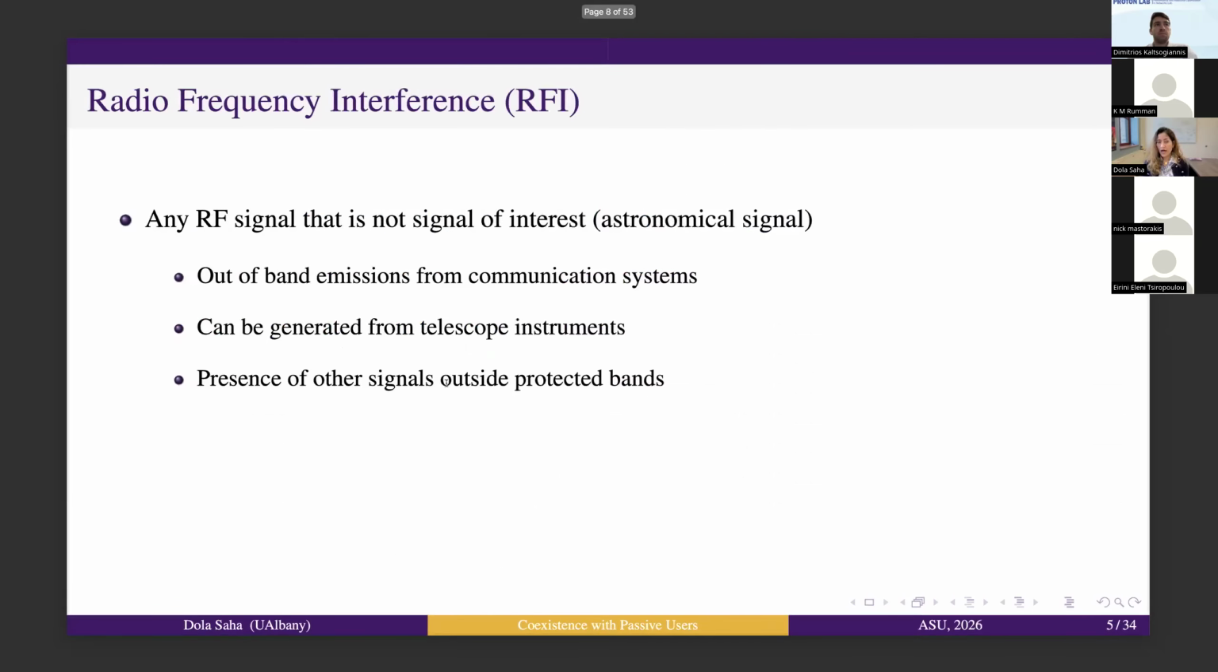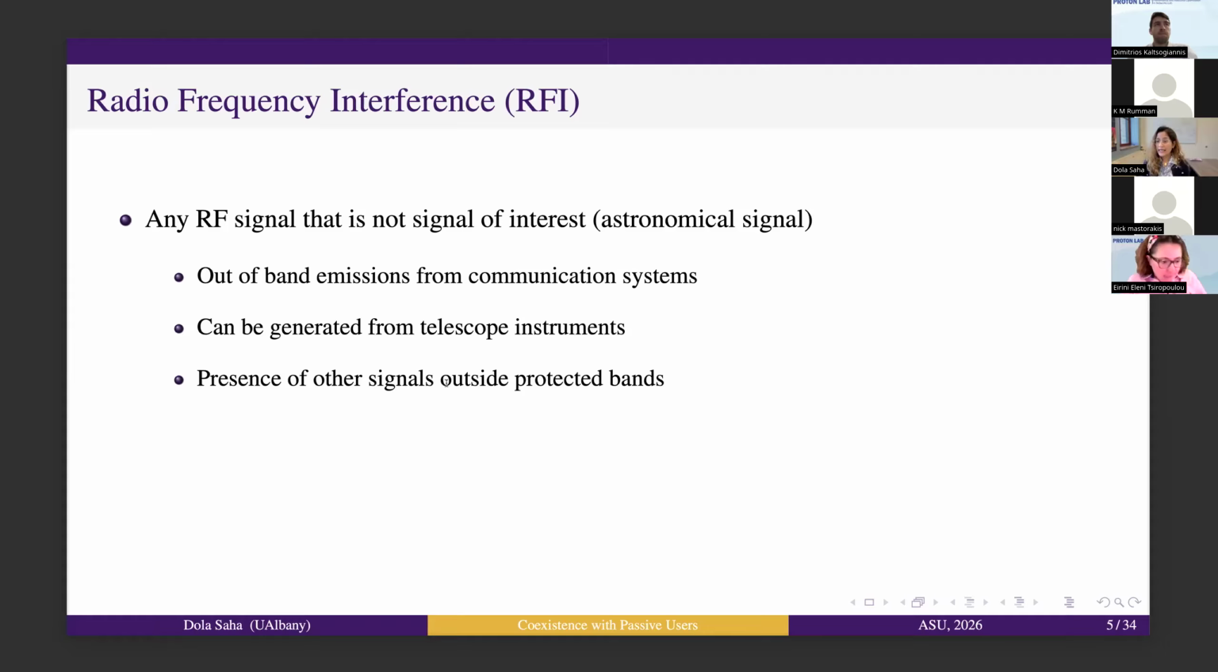So how is it done? So first thing is, when there are other communication signals that come in, we call that RFI. RFI is radio frequency interference, and in general, we can say that RFI is any RF signal that is not of interest, and the signal of interest is the astronomical signal.